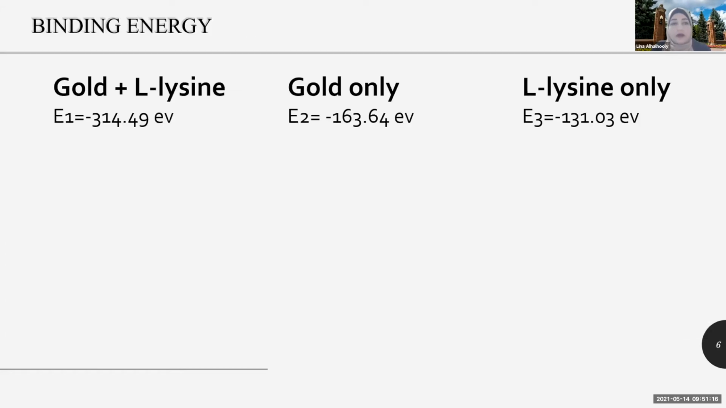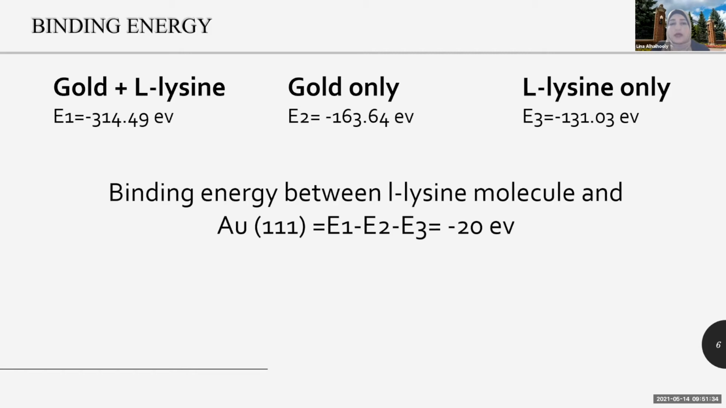Next slide, this is the binding energy calculation. For the combined system of gold and L-lysine, we get this E1 around minus 314 electron volts. For gold and L-lysine separately, we got these numbers, E2 and E3, and then we calculated the binding energy by subtracting E2 and E3 from E1 to get around minus 20 electron volts, which is very high. So we tried to figure out why we get such a high binding energy.